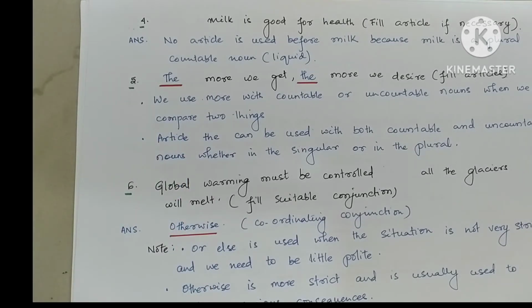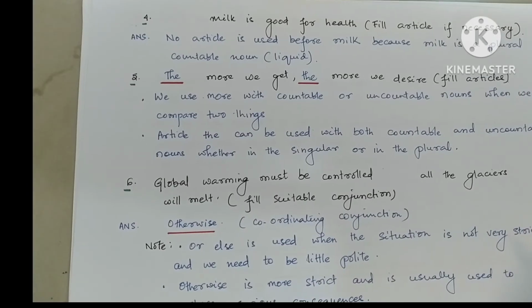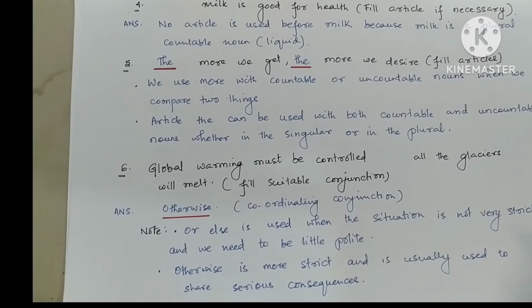Next, number 6. Global warming must be controlled dash all the glaciers will melt. Fill a suitable conjunction. Now children, to refresh your memory, conjunction means which adds to phrases, words or sentences or clauses. So here the suitable conjunction or the coordinating conjunction is otherwise.